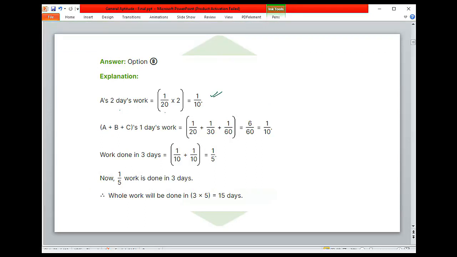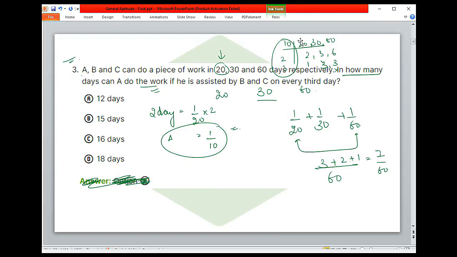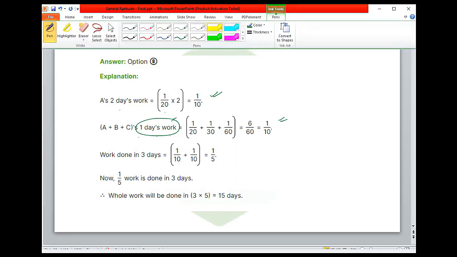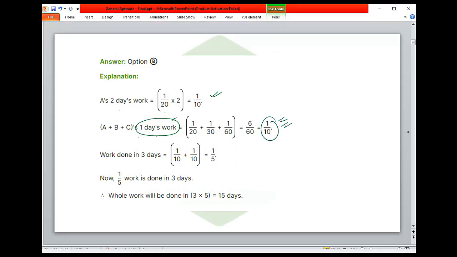A's 2 days' work is 1 upon 10. A, B, and C together on every third day, it is 6 upon 60. It's not 7, it's 6. You people have to correct me also. Okay, it's 1 upon 10 again. So A, B, and C's 1 day work is 1 upon 10. So I have 3 days' work in total, 2 days' work of A and 1 day's work of A, B, and C together, because after every third day there is assistance by B and C.